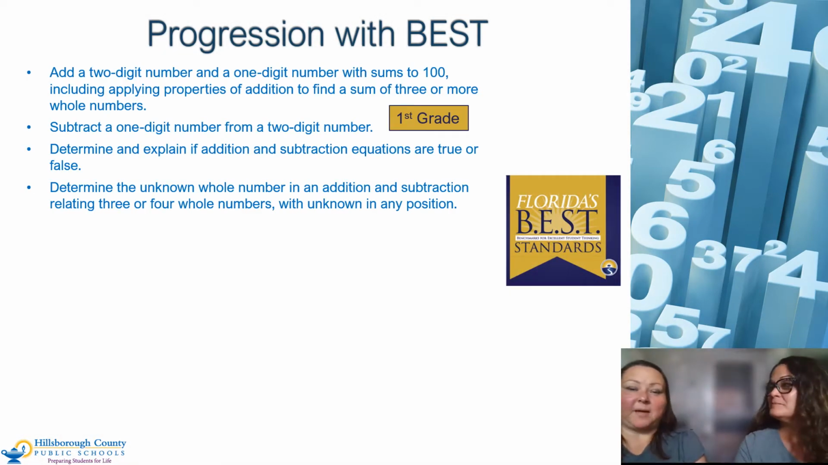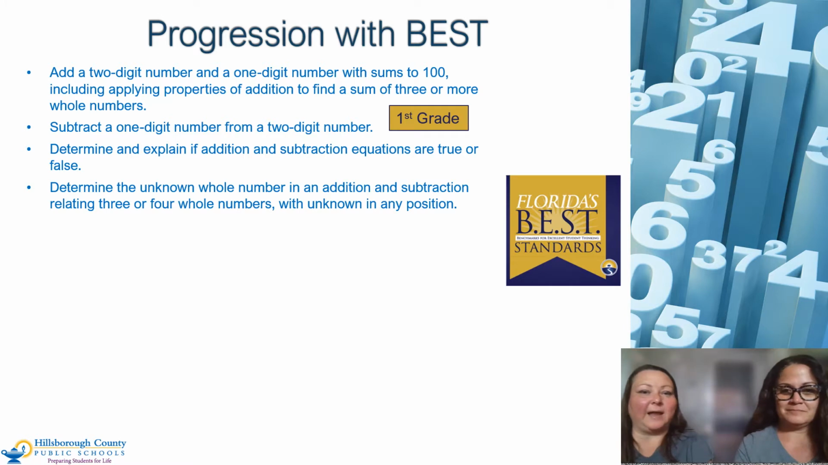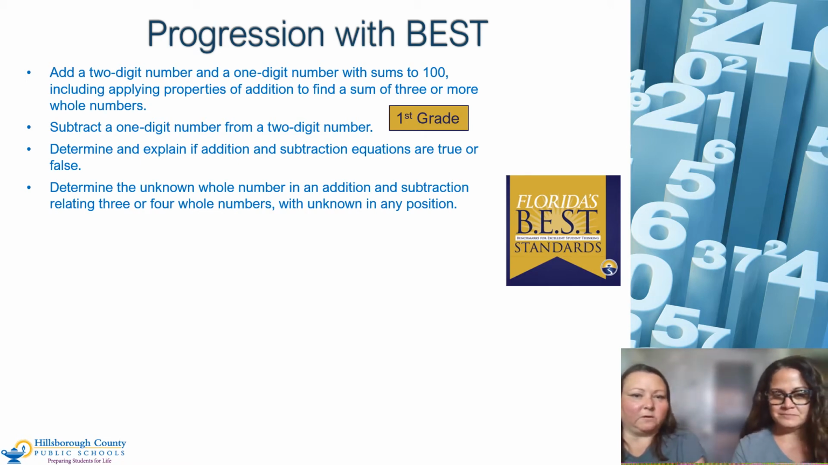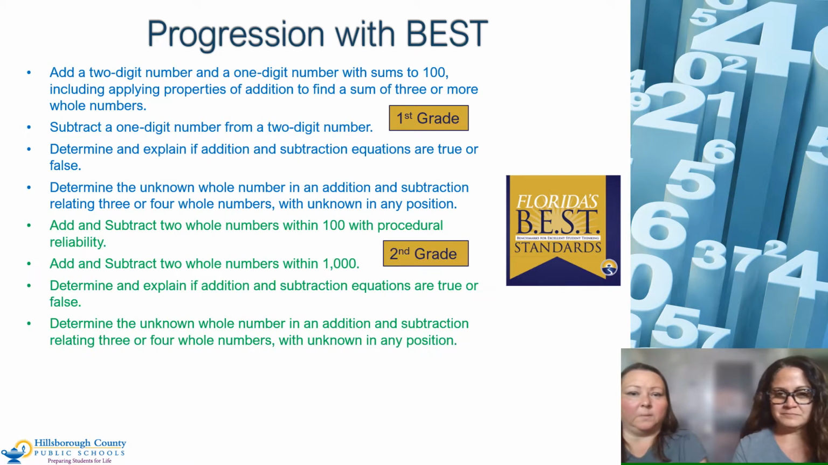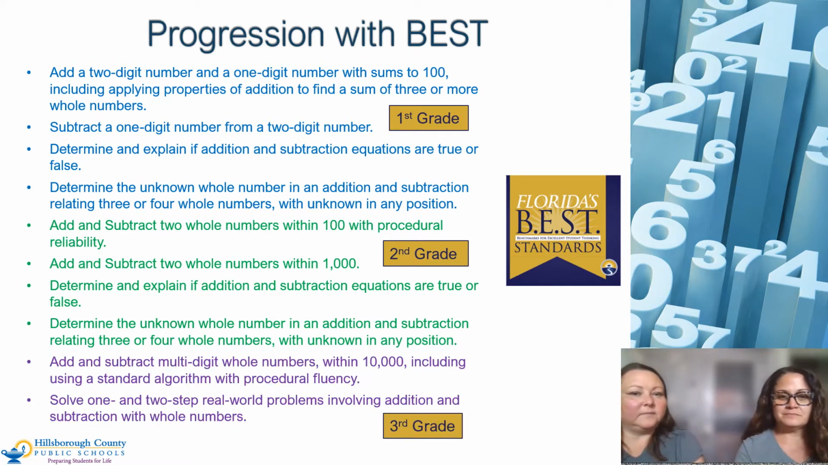So, progression with BEST. In first grade, they were adding 2-digit numbers and 1-digit numbers with sums to 100. They were subtracting a 1-digit number from a 2-digit number. They were using equations and explaining if they were true or false, and also determining the unknown whole number in an equation. In second grade, they're adding and subtracting 2 whole numbers within 100 with procedural reliability. And then they're adding and subtracting 2 whole numbers within 1,000.